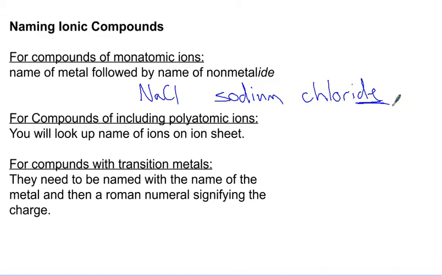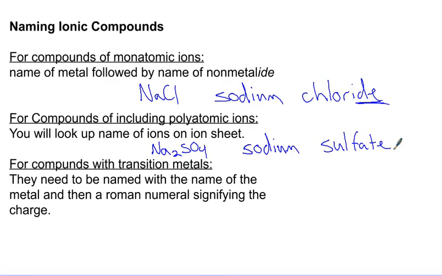If a compound includes a polyatomic ion, you'll look up the name of the ion on your ion sheet. So for example, Na2SO4. Again, we go to our periodic table. We find that Na is named sodium, and then SO4 we'll look up on the sheet, and you'll find that it's named sulfate. Okay, so that's just the name that's been decided on for that.